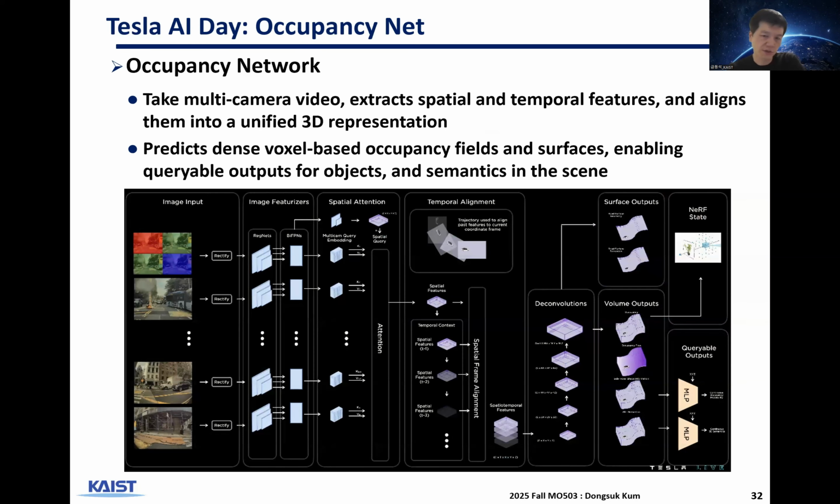The occupancy network looks a bit different from the lane and object network. Up to the video module, it's the same, but note that there's this deconvolution layer, and it gives two outputs, surface output and volume output, and the volume output is what's used for the occupancy head. Okay.